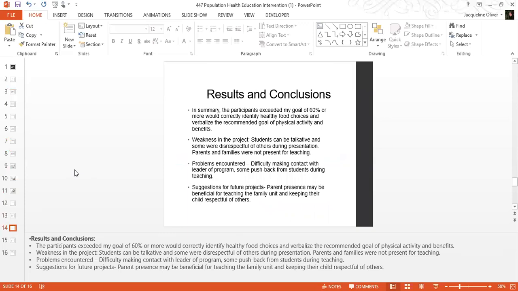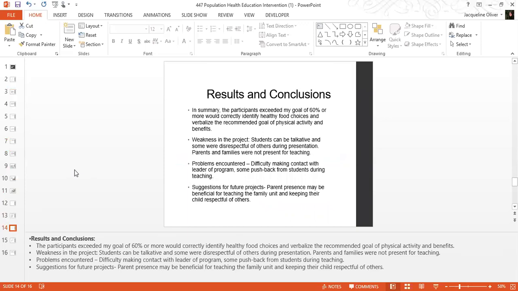My results and conclusions. The participants exceeded my goal of 60% or more who would correctly identify healthy food choices and verbalize the recommended goal of physical activities and benefits. The weakness of the project: students were very talkative. They were kind of disrespectful to other students when they were answering sometimes. So I had to referee a little bit of that.